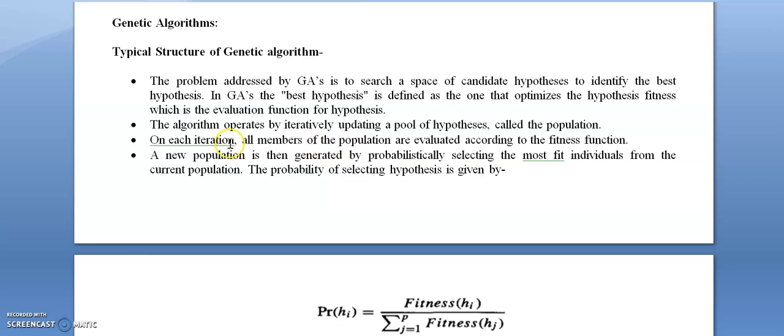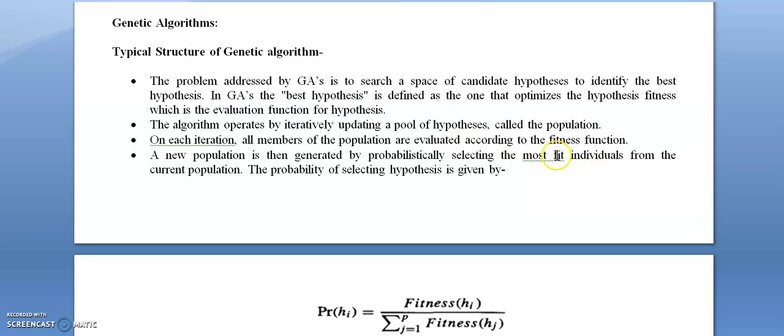Okay, now the algorithm operates by iteratively updating the pool of hypotheses. So with each iteration we need to update the population, which includes the set of best hypotheses, until the desired criteria is met. Okay, until we get the desired value for the fitness function. Now on each iteration all members of the population are evaluated according to the fitness function.